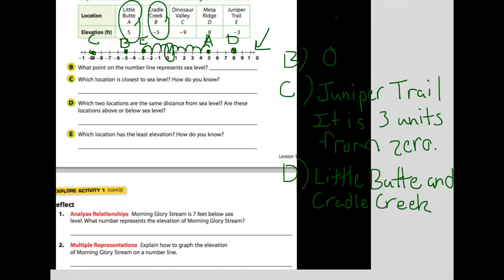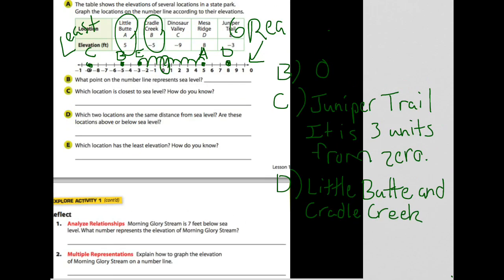Which location has the least elevation, and how do you know? Least meaning the smallest. So the further I go left on the number line is my least. The further I go right is my greatest. So left, you can think of least, and then right is greatest. Okay, so I've got left is least, right is greatest.